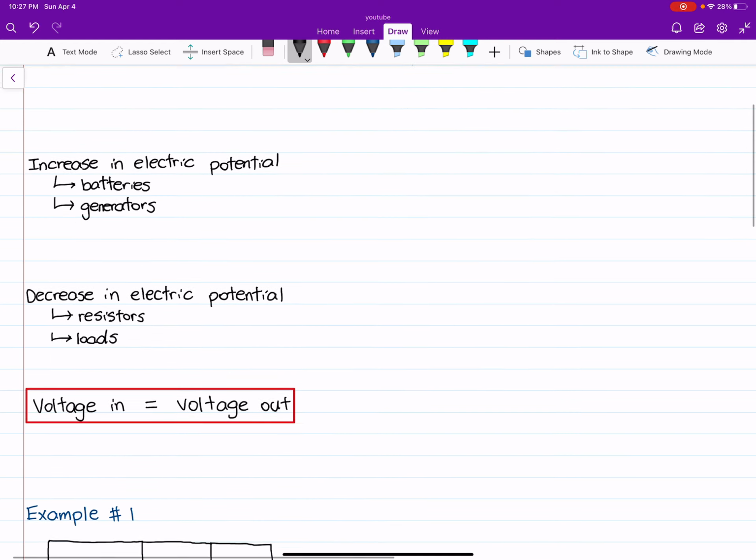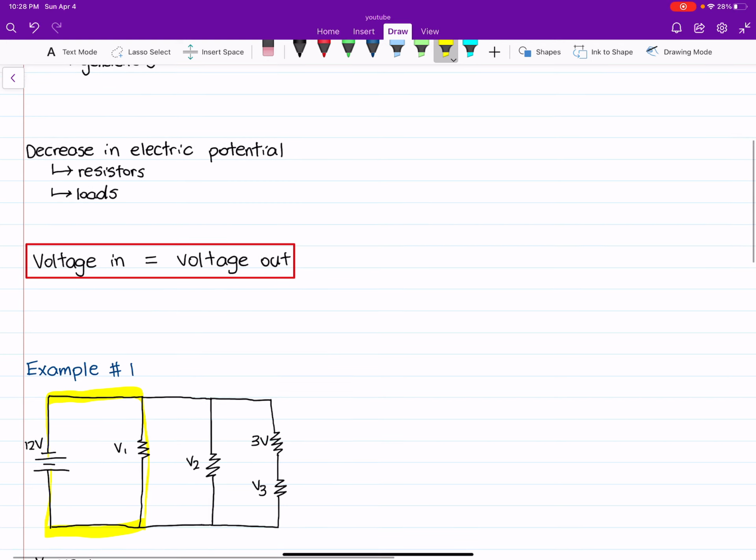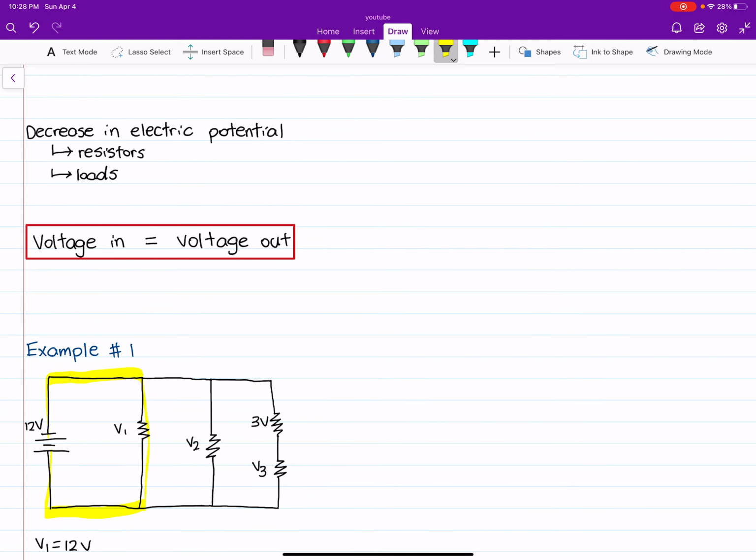So jumping into our first example question. In this question, we know the voltage gain at the battery, but we're trying to find the voltage drop across the various resistors. So according to Kirchhoff's voltage law, we can consider individual paths. So when we consider this path, we know that we have a 12-volt gain. So we must also have a 12-volt loss because voltage in is equal to voltage out. So V1 is equal to 12 volts.